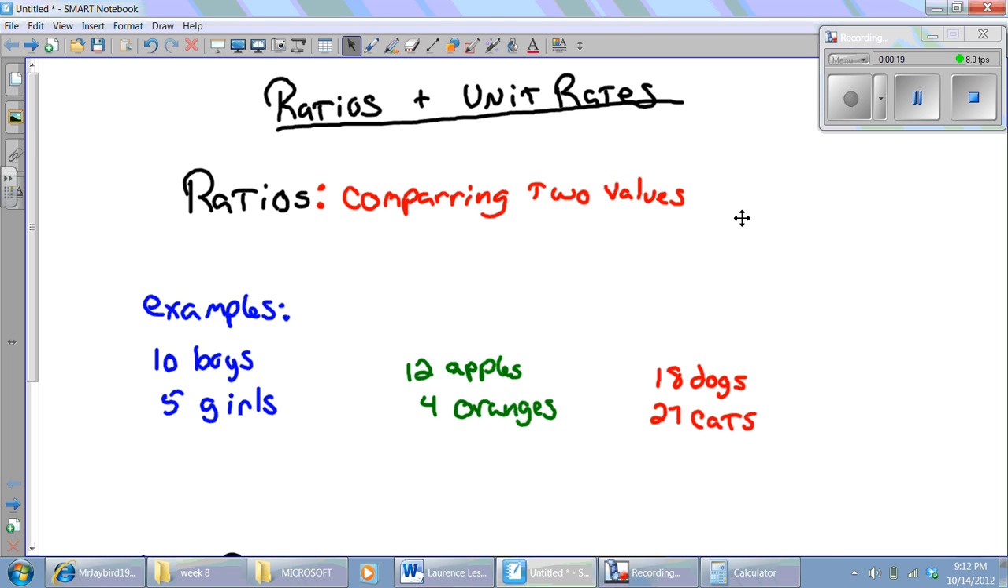You should know that a ratio is comparing two values. And there are many different ways to write ratios. You may see a ratio written like this, which is read as 5 to 4. Then again, you might see a ratio written like this, 5 to 4, but you may see it the way Mr. Lawrence likes to write it, as 5 over 4.